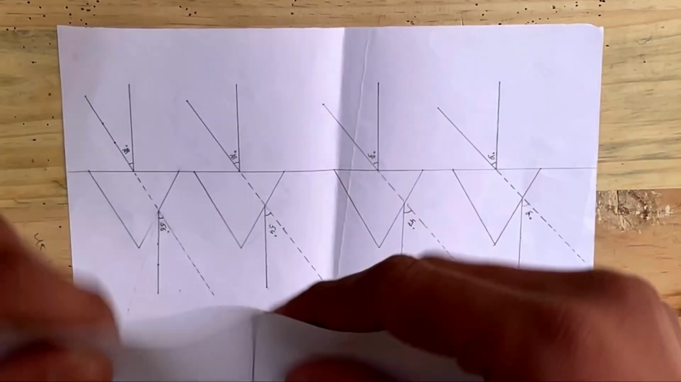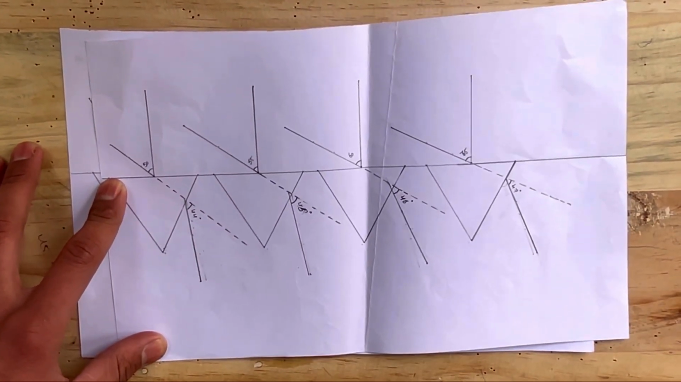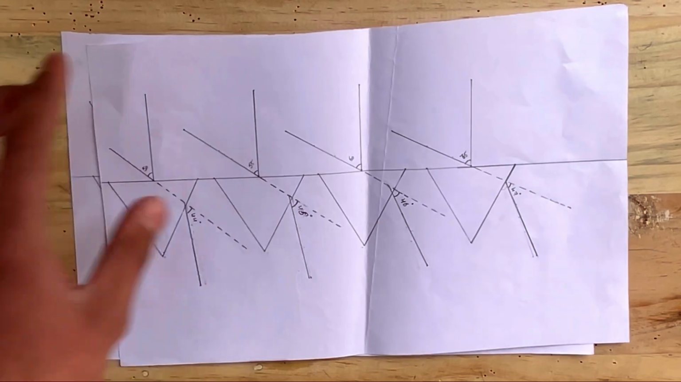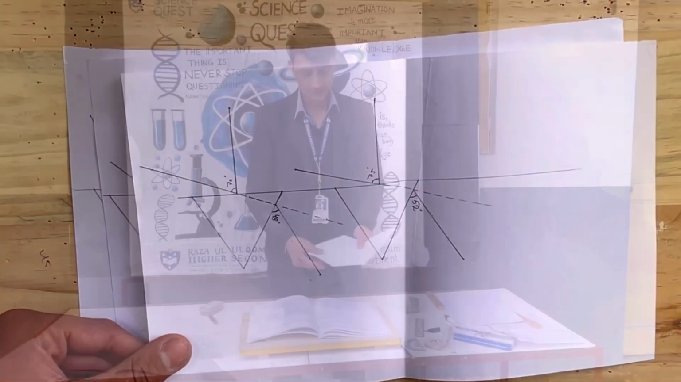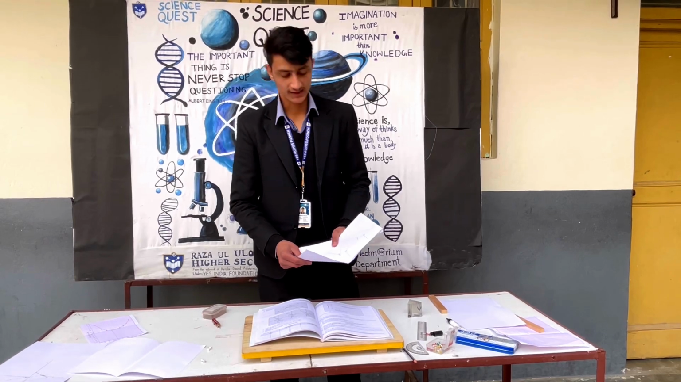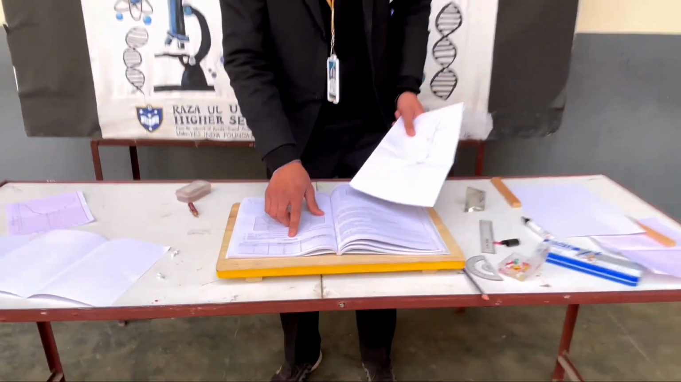Then 50, 44; 55, 45; 60, 46; 65, 47; 70, 48 and 75, 52. These are my observations. I get the angle of deviation from these observations, and this is in our practical book.